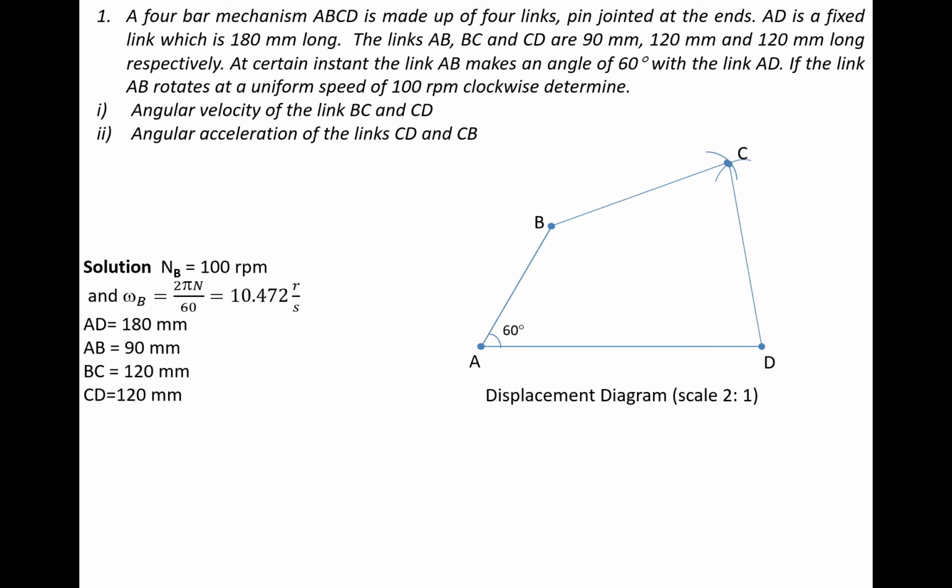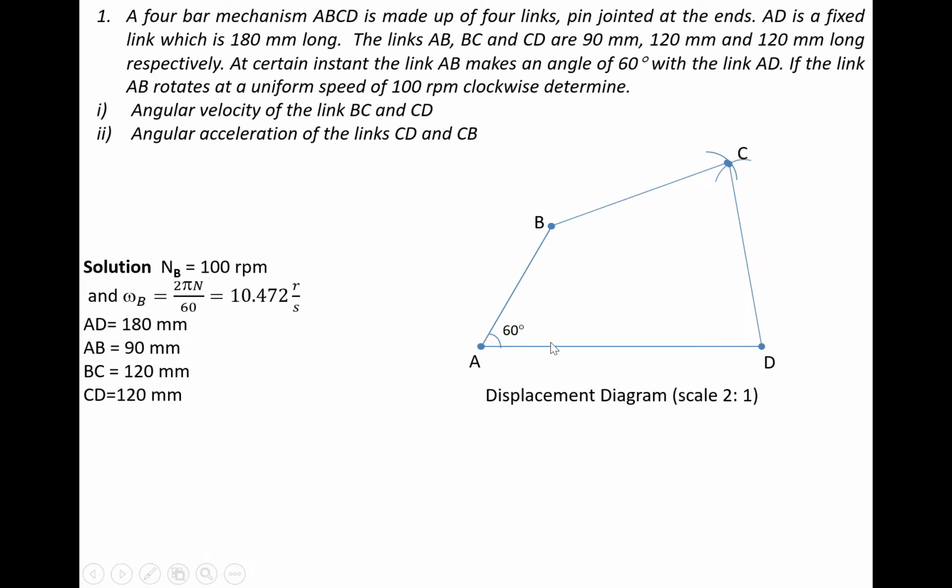We have this 4-bar mechanism given, with a fixed link of 180 mm. The lengths of the intermediate links are given: AB is 90 mm, length of BC is 120 mm, length of CD is 120 mm. And they have mentioned the speed of the crank as 100 RPM in the clockwise direction.